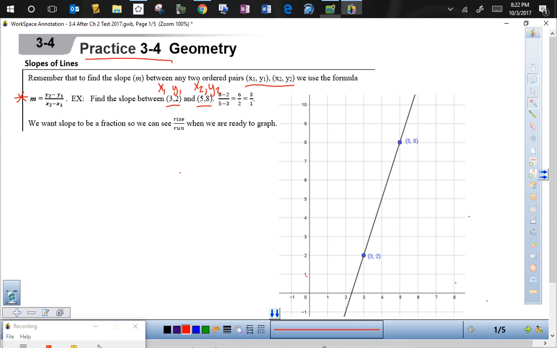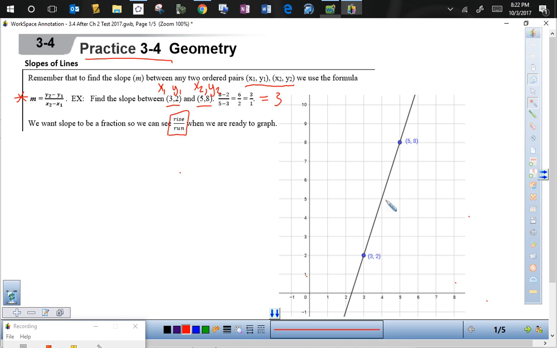For any fraction we want to leave it as simple as possible. So 8 minus 2 we can call 6, 5 minus 3 is 2, and then last step we reduce. Notice it's 3 divided by 1. Instead of calling that just 3, we like seeing it as a fraction because that tells us what's happening on our graph. Slope is also expressed as rise over run on an xy coordinate grid.